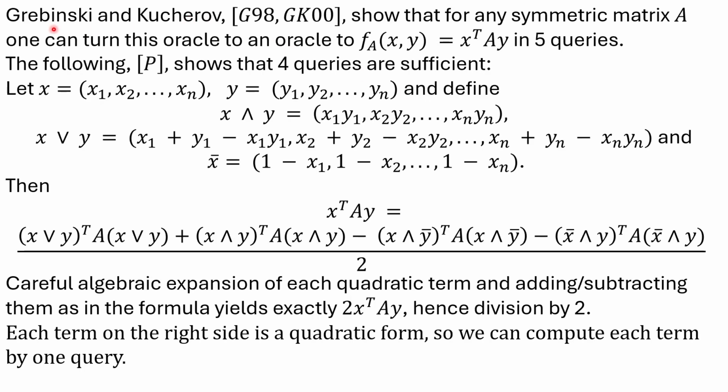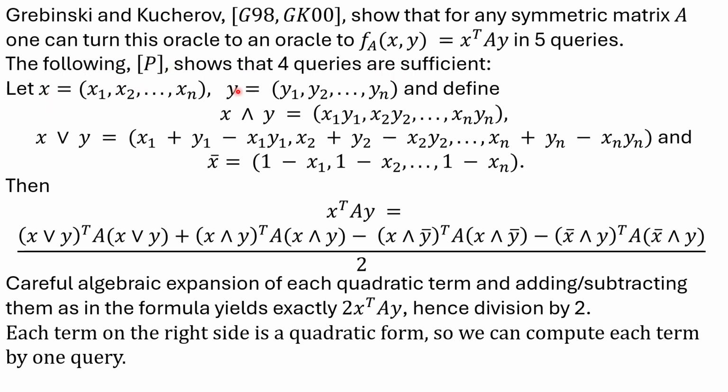Grebinski and Kucherov show that for any symmetric matrix A, one can turn this oracle to an oracle to f_A(x,y), which is x transpose Ay, in 5 queries. The following shows that 4 queries are sufficient.